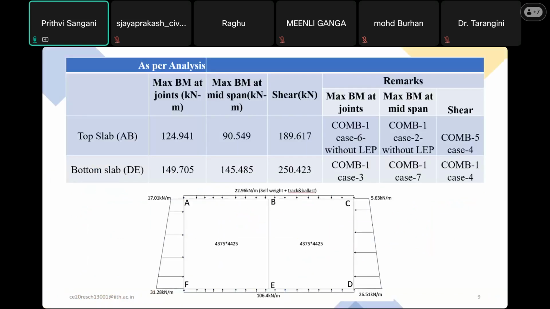So from the analysis, what we observed is for the top slab AB, you can see the maximum bending moment at the joints is about this much, and the maximum bending moment at the mid span. The joints have hogging bending moments, and the mid span usually has a sagging bending moment. And the shear forces were this much. The remarks show these are because of combination one, and this is because of combination two. This is because of combination one, and this is because of combination five. So this is how we obtained the maximum bending moments.